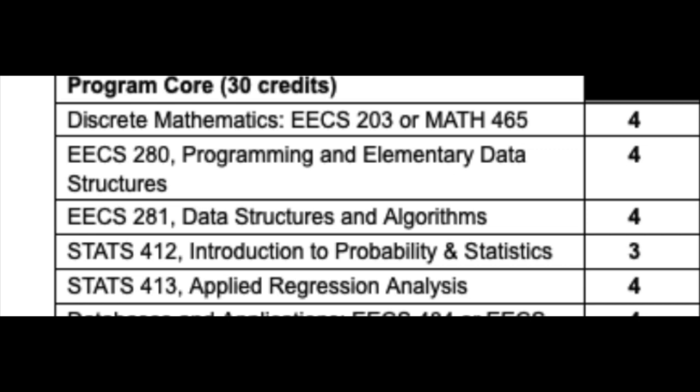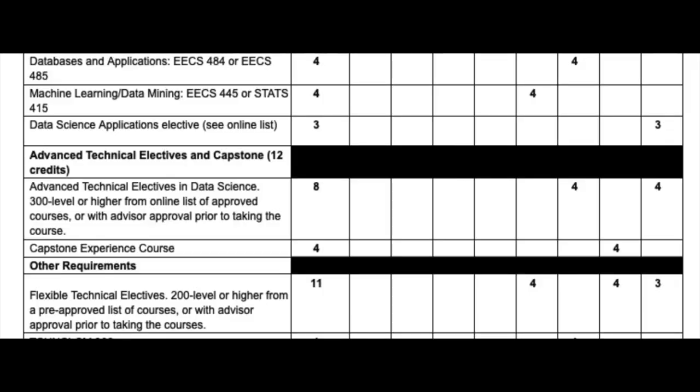There are multiple ways to satisfy the STATS 412 requirement, so make sure you consult the chart on page 2 of the DS-Eng program guide and/or meet with an advisor if you have additional questions. Students are also required to take an approved capstone, machine learning or data mining course, data management and application course, and a data science application elective.